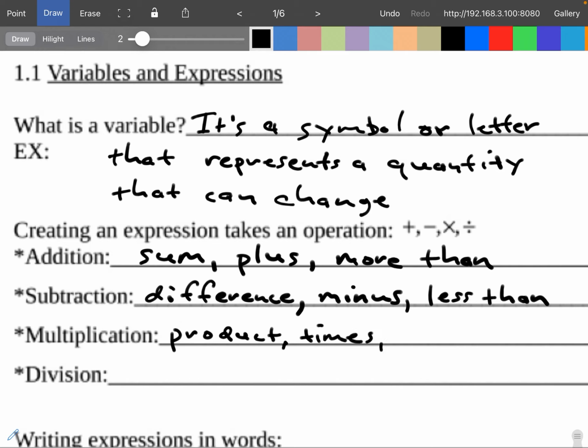I don't know, is there anything else? Product, times, I'm trying to think. Multiply is kind of built into multiplication, so multiply is kind of a shorter word for that. Just like divide would be a shorter word for division. I don't know, maybe we'll just leave it at that, unless I can think of something else.